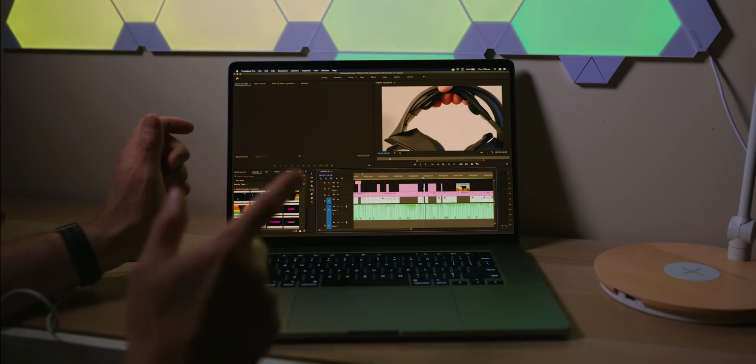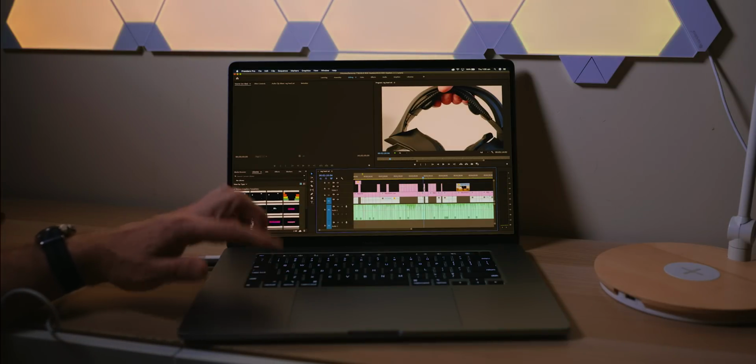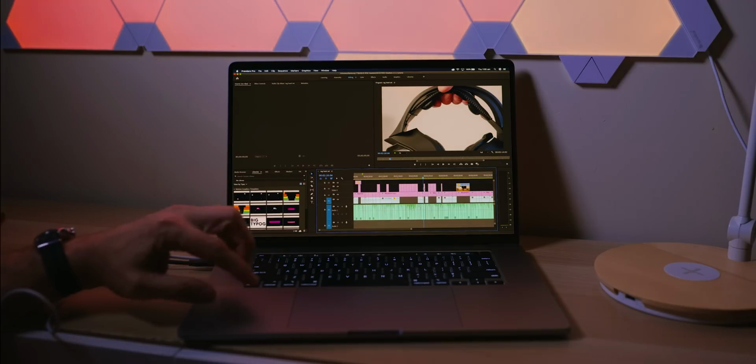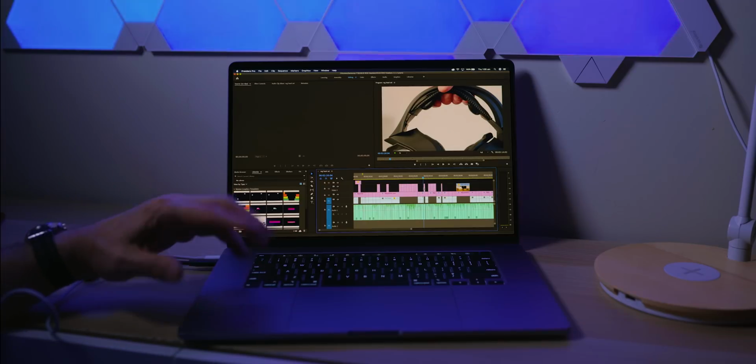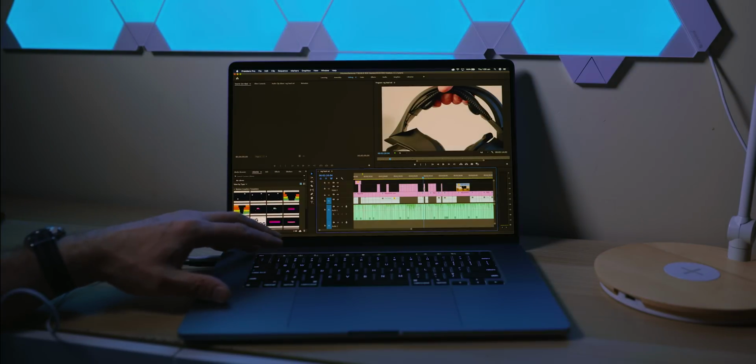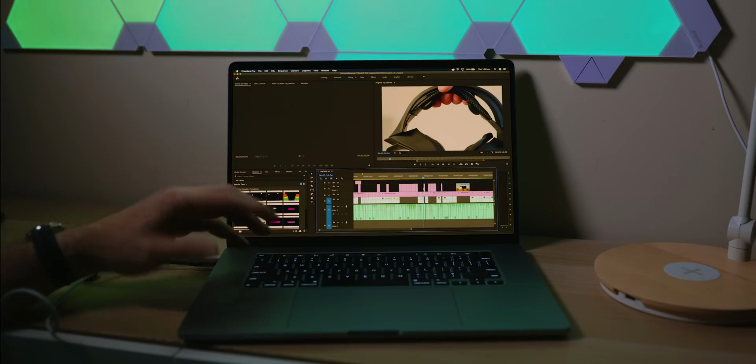Now, they did do an update to this where they're not exporting with the T2 chip in H.265 anymore. Now it actually uses the graphics card. I don't think it's that much faster, and it's just noisier. So I don't know why they've done that.